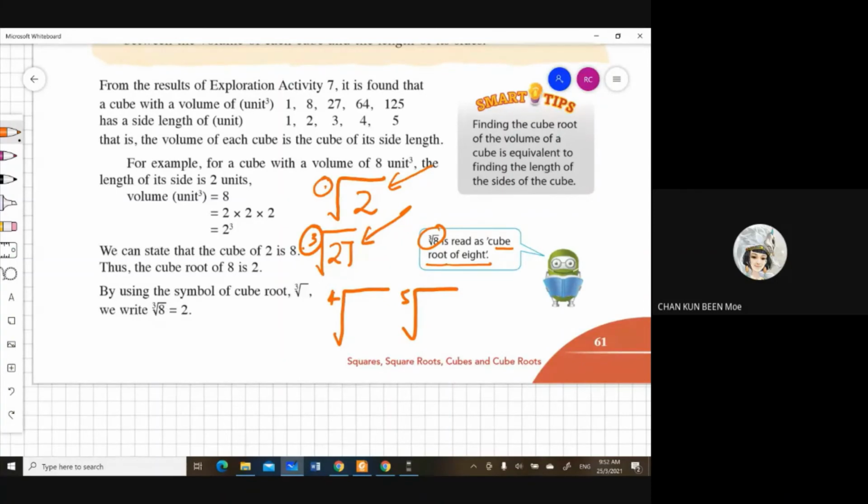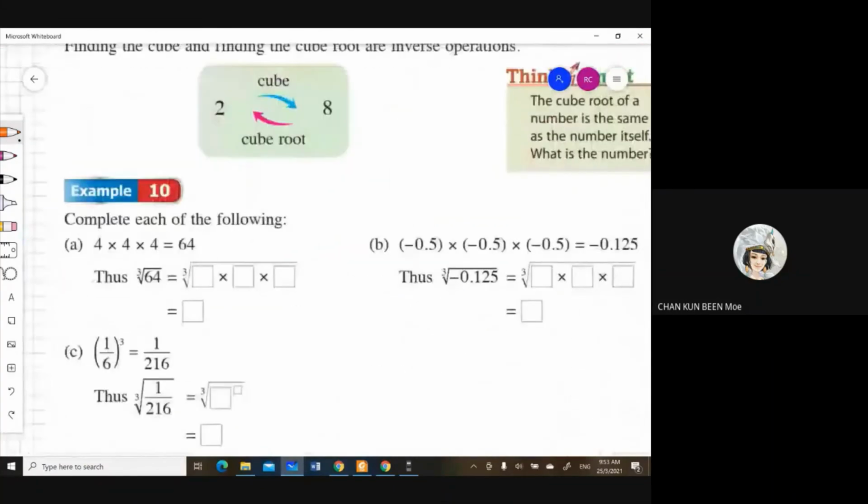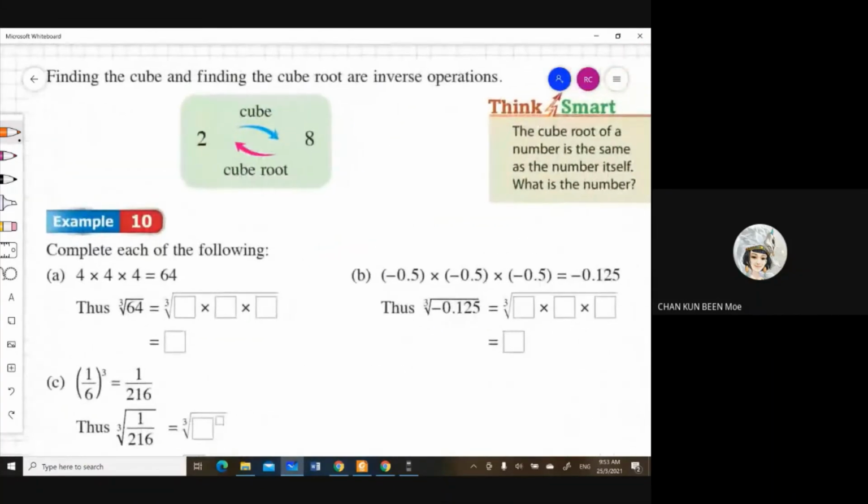We are going to try to find out how to convert the number into a cube number or a cube root of a number. So we move to the next page right now. You can see the example given here. Finding the cube and finding the cube root are inverse operations. You know inverse operations, right? It's the other way around.